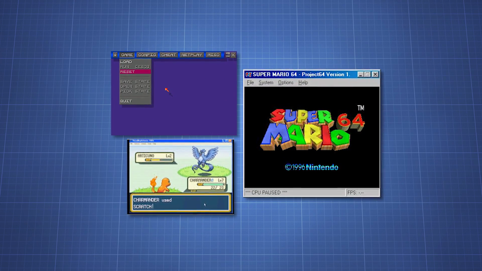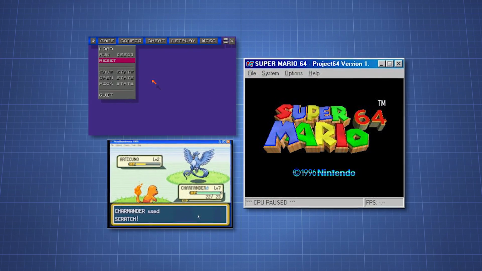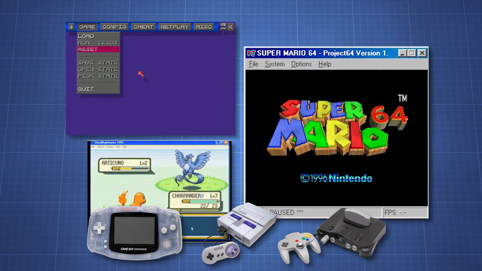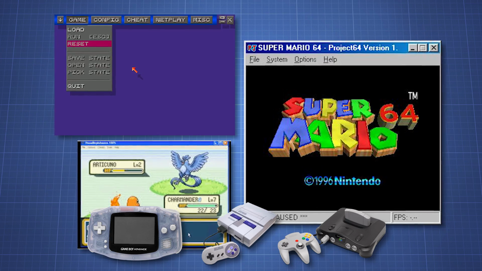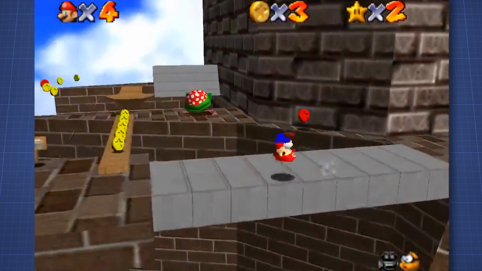Emulating consoles has always been an issue. It describes the process of imitating the structure of a piece of hardware using software, so it can run a game as if it was played on the real thing. At least that's the theory behind it. But achieving this goal is way harder than it sounds.